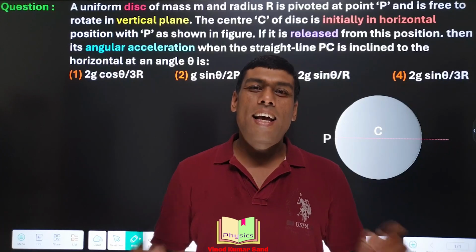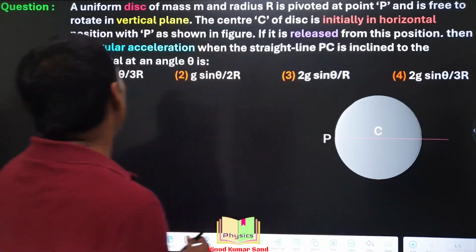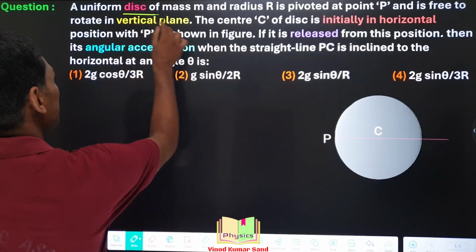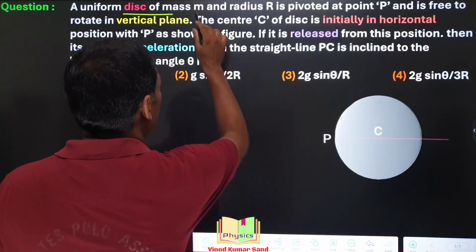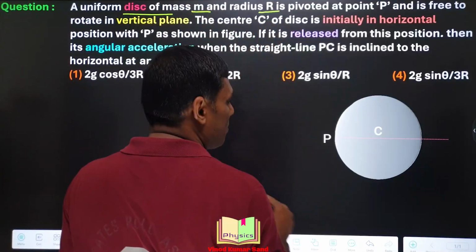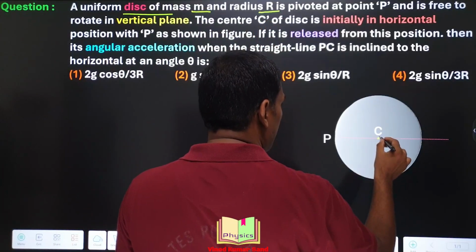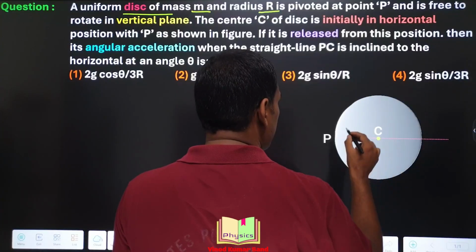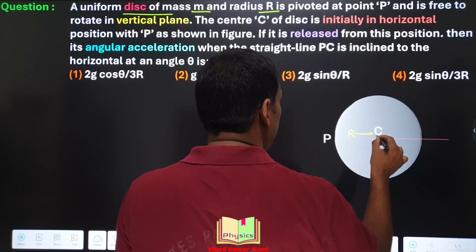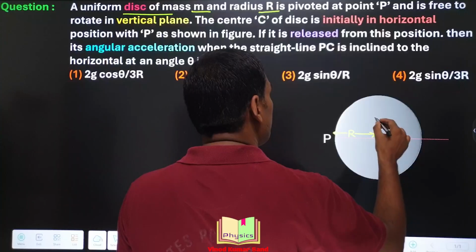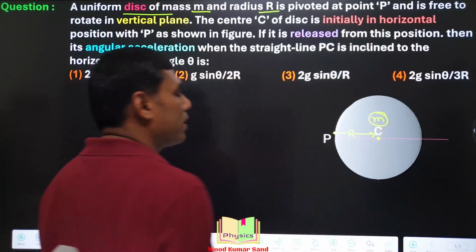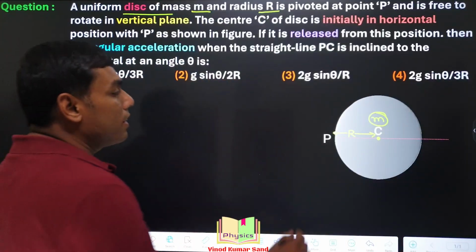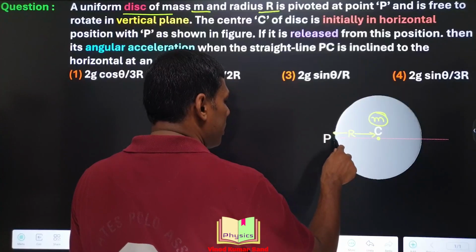Hello everyone, here is a beautiful question of rotational mechanics. There is a uniform disk having mass M and radius R. Here is the center of the disk. This radius we consider as capital R and the mass of the disk we consider as M. The disk is pivoted at point P.